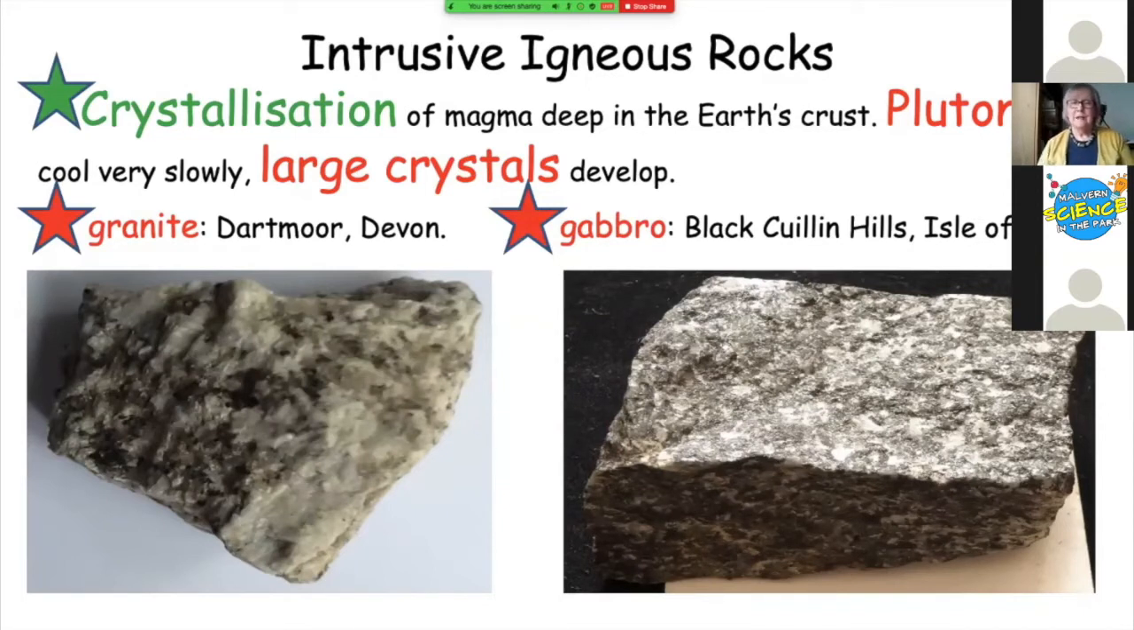Whereas on the right-hand side, we've got a gabbro. This particular one is from the Black Coolin Hills on the Isle of Skye. As you can see, it's got large crystals in it, but they are a very different origin. It's got feldspar, but it's also got those very dark minerals as well. So igneous rocks that have been intruded as plutons have the larger crystals.